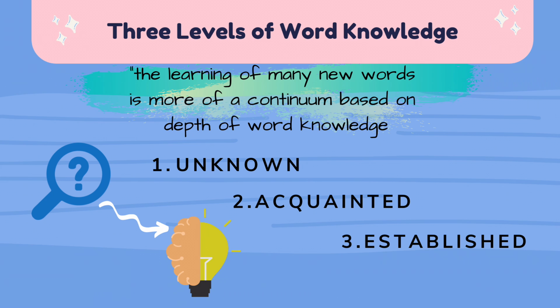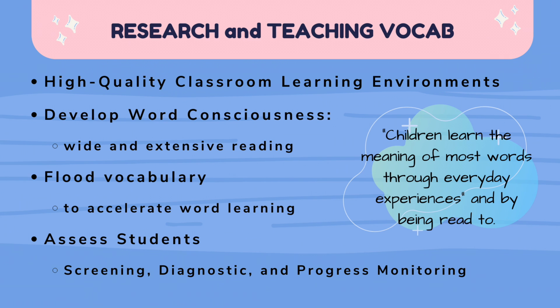Acquainted with means that maybe they've heard it in a conversation or seen it in a book, but they've never made that connection with it. And established would be our goal. We want students to be very well established with the word, where they can speak it and read it and use it in writing as well. Now, this is a lot of information to take in, but as you take this knowledge back to your classroom to plan and prepare, I promise you it will make vocabulary instruction richer and more effective for your students.